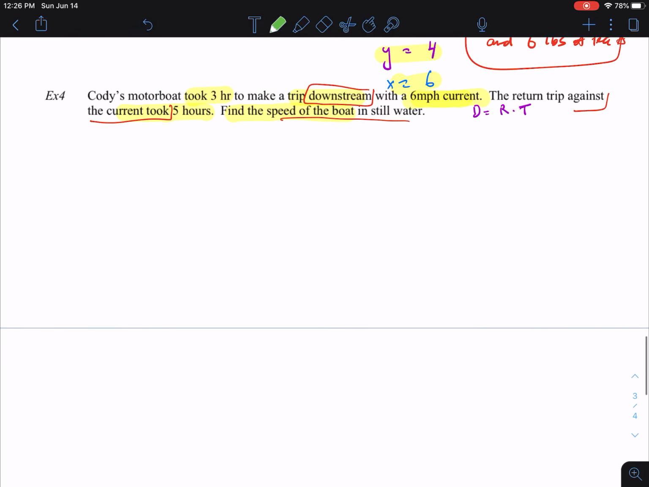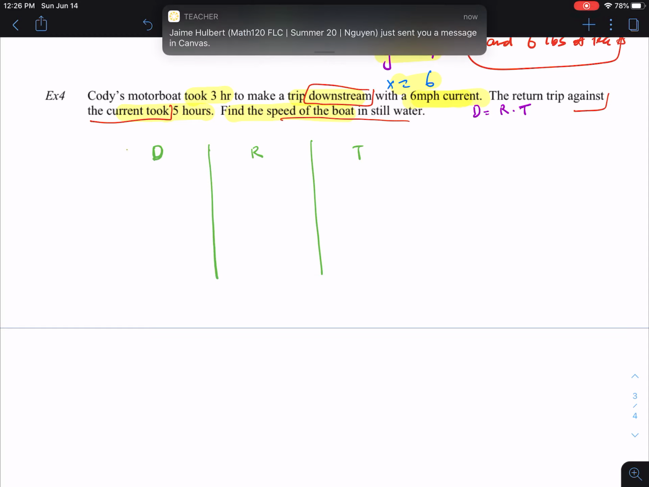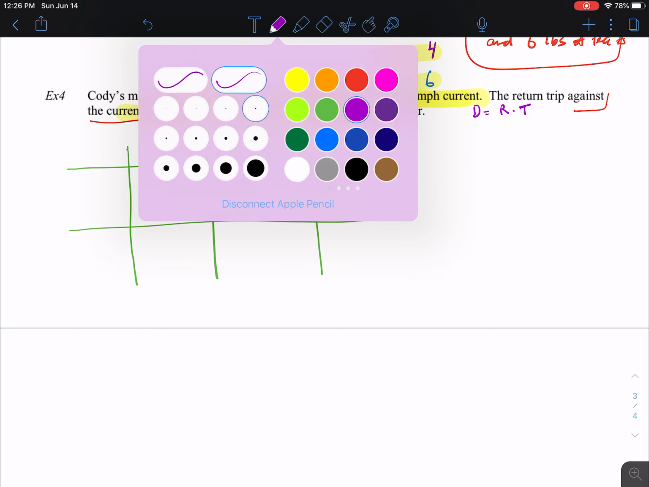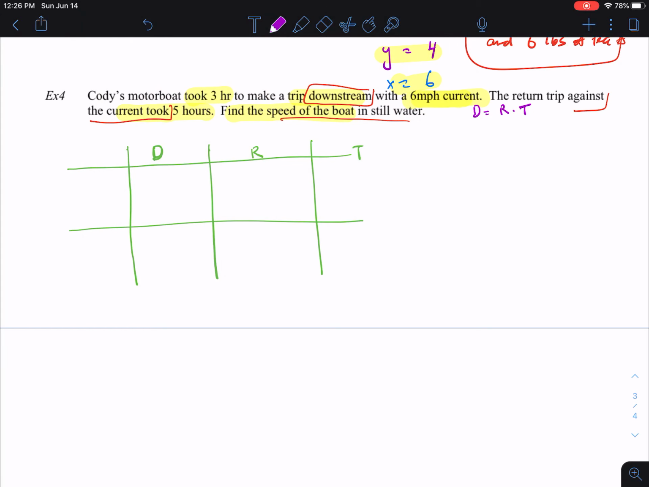All right, so let's go ahead and draw a picture here, or a diagram. So I'm going to have D, which is distance, rate, which is speed, and then time. Okay, I'm going to have this would be upstream. Let's go downstream first. Sorry, downstream, and this would be upstream. Okay, those are 2 trips there.